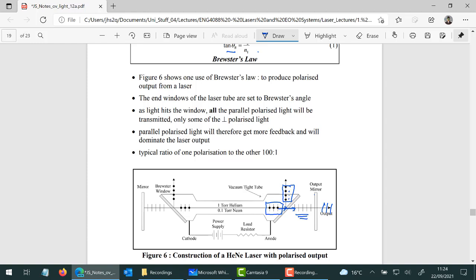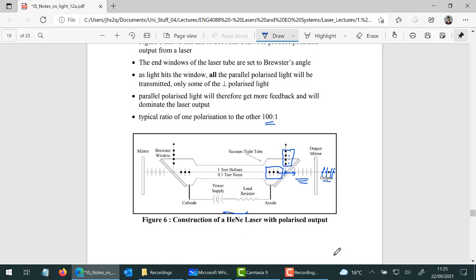So the output from the laser will be plane polarized, and it will be polarized parallel to the plane of this diagram here. Typically the ratio might be 100 to 1 in terms of the amount of light which is polarized parallel to the amount of light which is polarized perpendicular to the plane. But you can do better than that by using other optics.